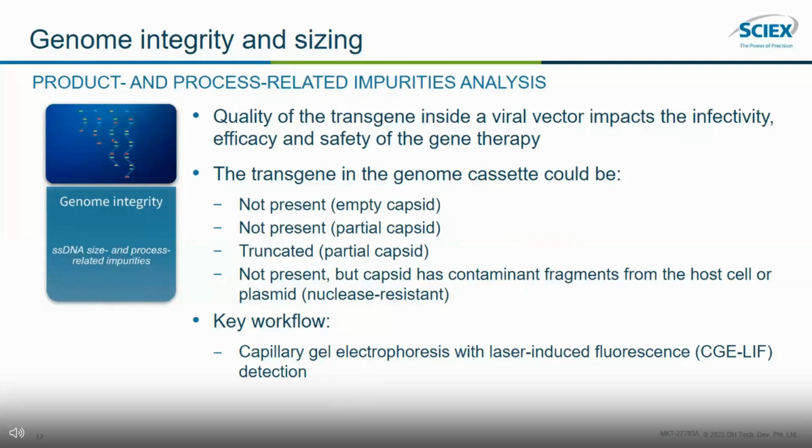The transgene may not be present in some capsids, such as empty capsids, some partial capsids, or capsids with contaminant fragments from the host cell or plasmid. This transgene may also be present in a truncated form, as in some partial capsids. These truncated transgene species can be separated from the intact genome in a size-based separation. For this, we can use high throughput, high resolution CGE-LIF for AAV genome integrity analysis on our BioPhase 8800.